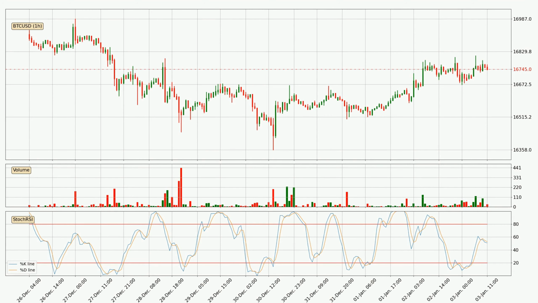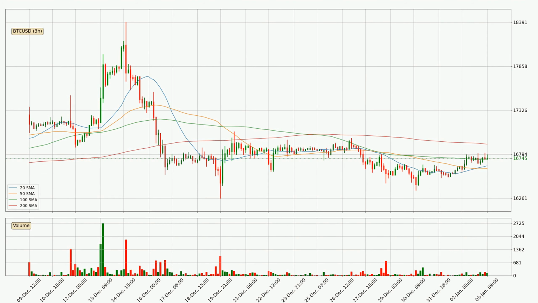Jumping to the 3-hourly simple moving averages, the current price is between the 100 and the 200 SMA. If the price bounces off the 100 SMA, which is currently at 16,726, it could be seen as a support, and the 200 SMA, that is at 16,916, could be seen as a resistance to the upside. Breaking either way signals a possible further move to the corresponding direction.